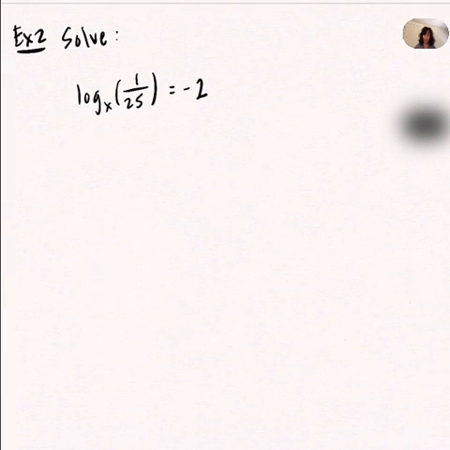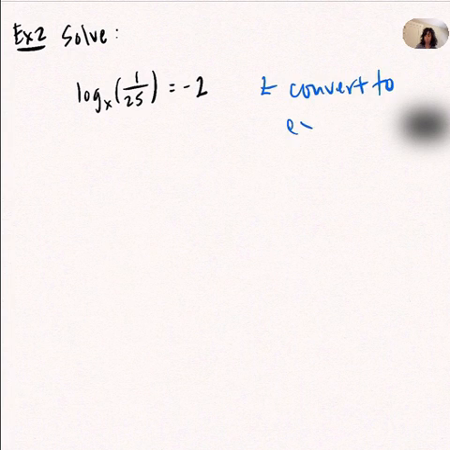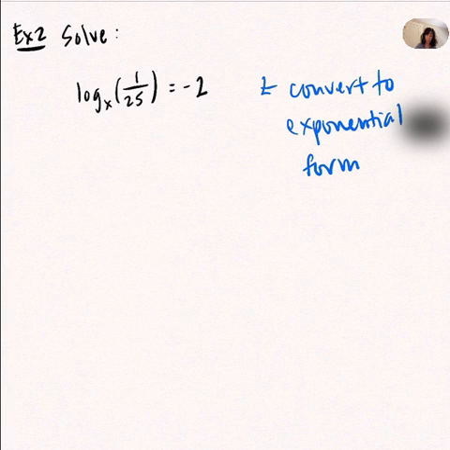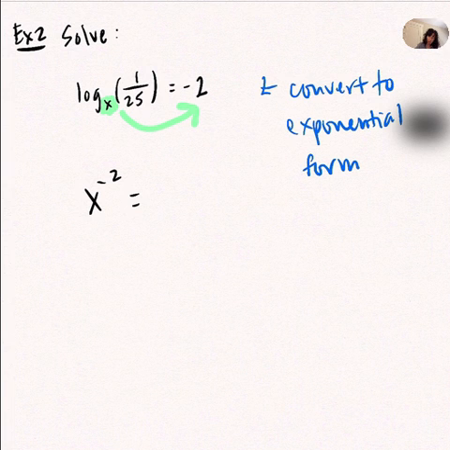Let's solve another one. Okay, log base x of 1 over 25 equals negative 2. So let's try the same strategy. We're going to convert to exponential form. So how do we convert to exponential form? I take the x and I raise it to the negative 2. So I do x to the negative 2, and that's supposed to be equal to the thing that's on the inside here. So 1 over 25.